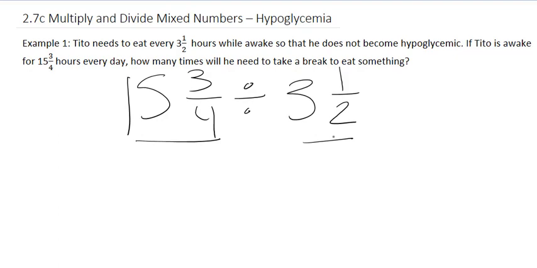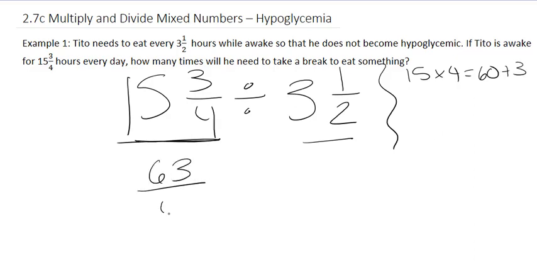So let us convert our first fraction right here. So we have, let's write kind of here, 15 times 4, because we always multiply the whole number by the denominator. So that is equal to 60. Then we add 3. So our answer is 63/4. We're going to divide that number by 3 times 2, which is 6, plus 1 is 7. So we get 7/2.